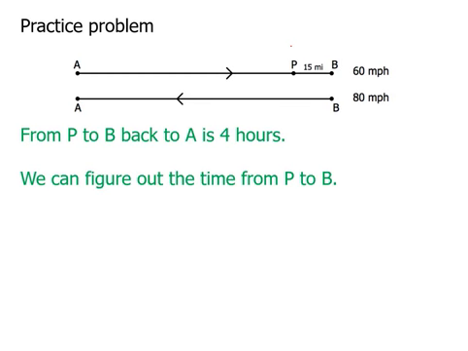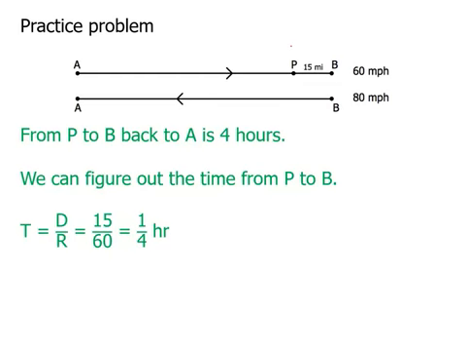Well, notice, I'm very interested just in this little interval right here from P to B. We know the distance and we know the speed, so we could figure out the time. The time would equal the distance, 15 miles, divided by the speed, 60 miles an hour. 15 over 60 is 1/4. So that's 1/4 of an hour. We could write that as 15 minutes, but let's actually leave it as a fraction.